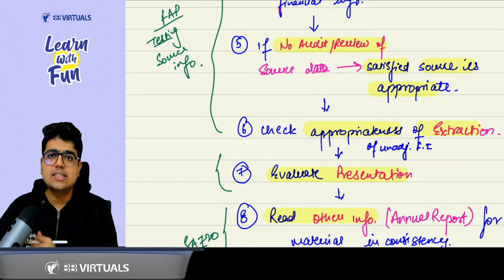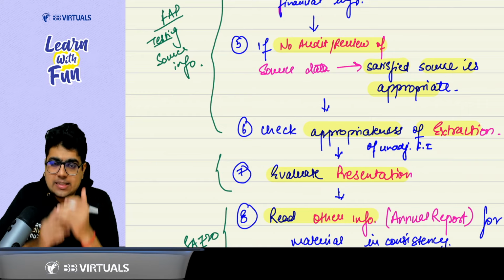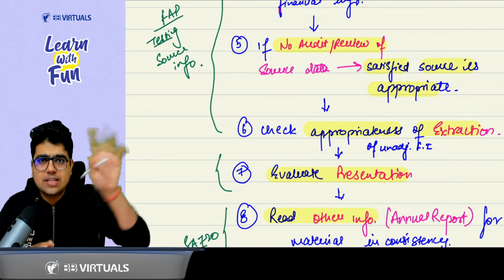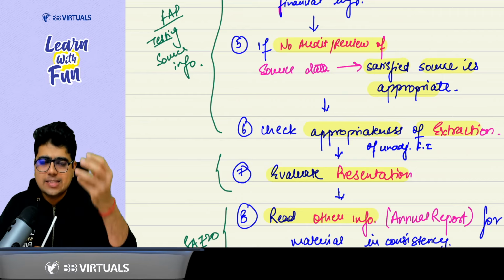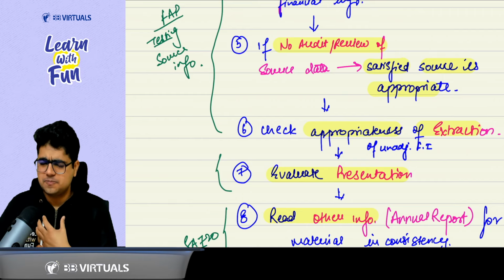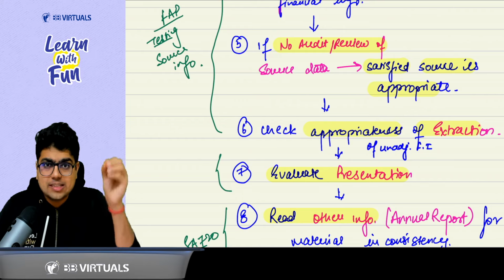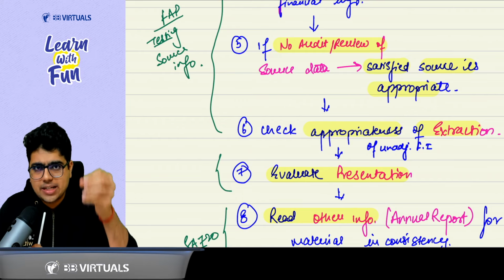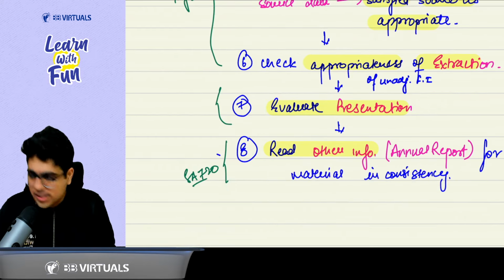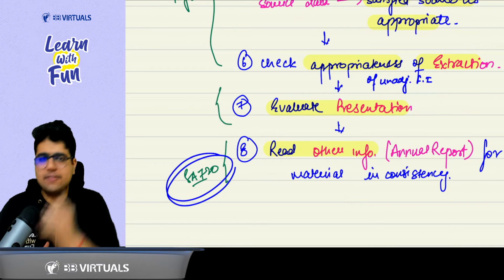Now to this unadjusted financial information, there will be the adjustments. Check the adjustments. This point is given in your book. Then after the adjustment, see the presentation. And the last point was very simple. Read the other information with this PFFI to see whether there is any material inconsistency. This point is related to your SA 720.